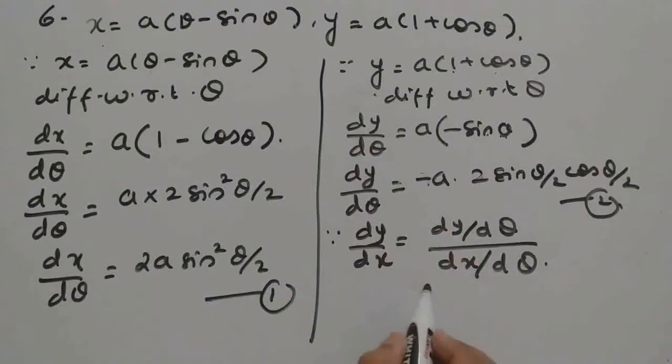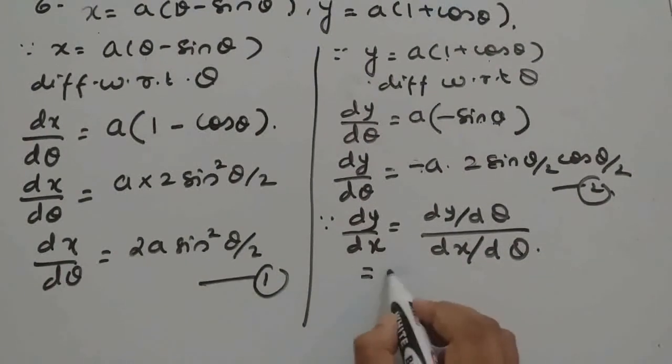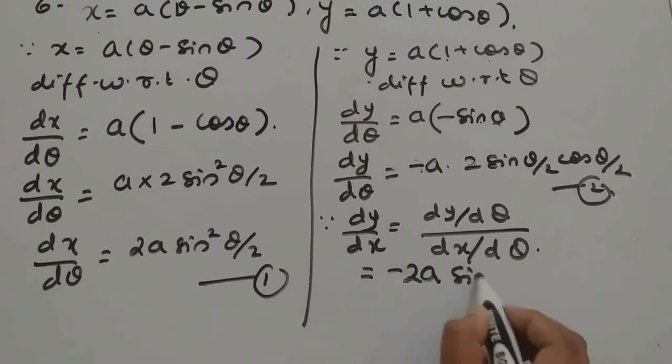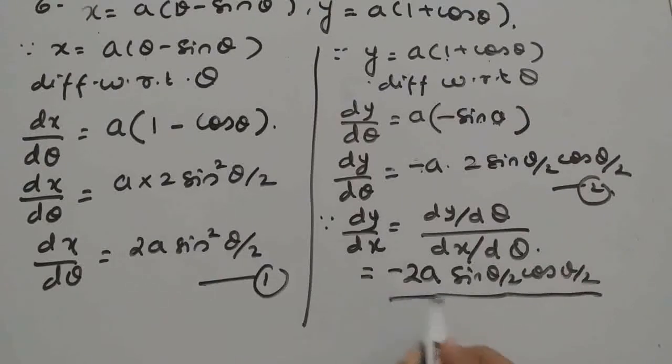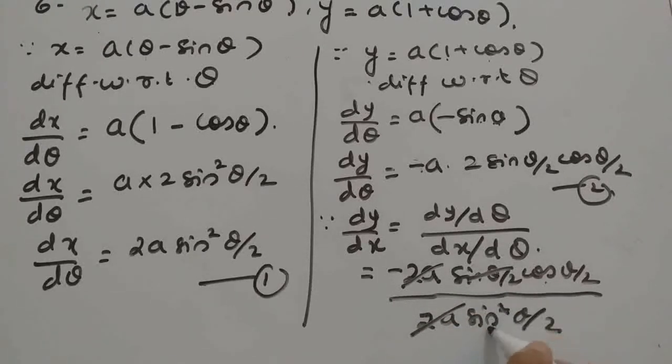Now since we know dy by dx is dy by d theta divided by dx by d theta, substitute the value. So minus 2a sine theta by 2 cos theta by 2 divided by 2a sine square theta by 2. So 2a cancel, one sine will go. So cos by sine means cot. So here I will write the answer is minus cot theta by 2.